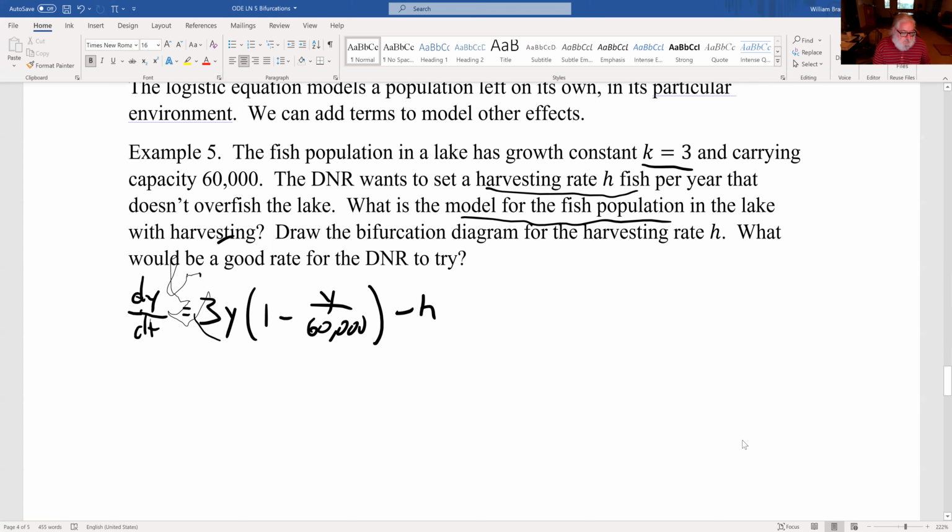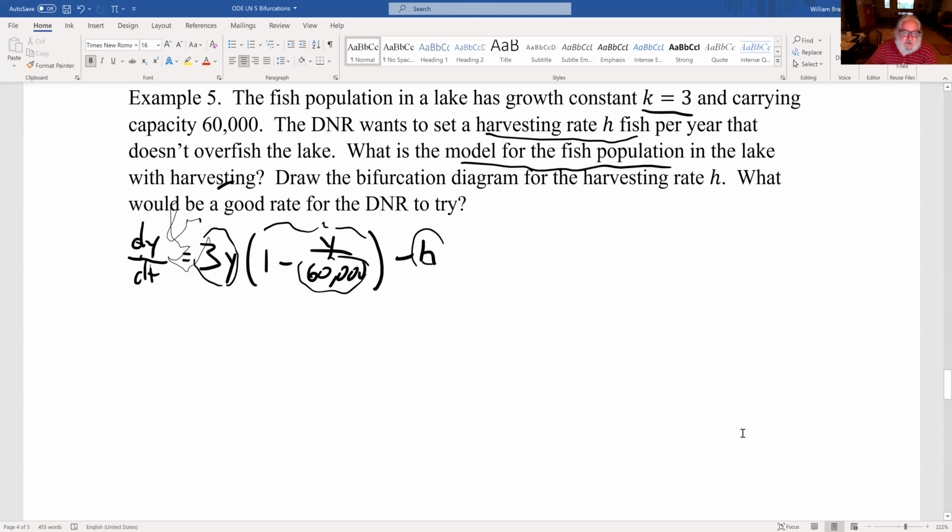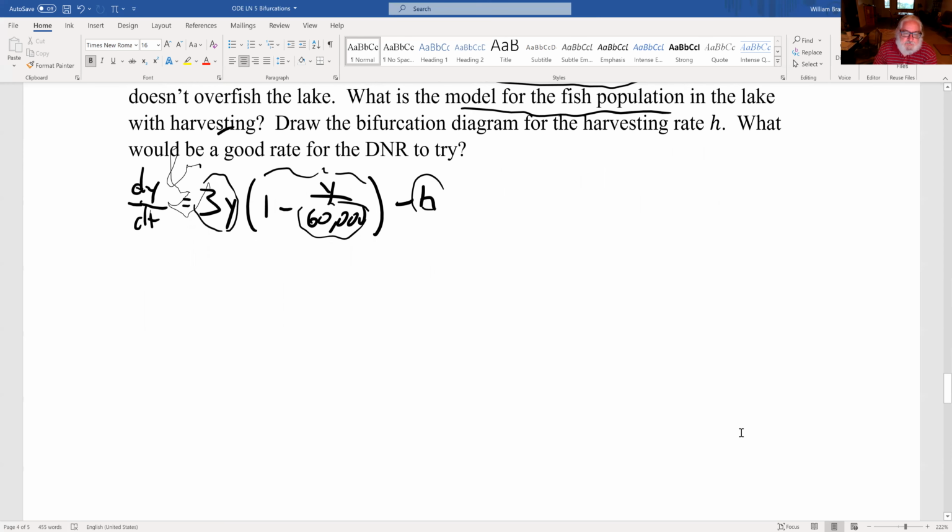This term is because the fish breed and grow more fish. This term is saying that whatever lake they're in has a capacity of about 60,000 fish. If there's more than that, the fish will die off to get back down to 60,000. If there's less than that, the fish will rise in population to get to 60,000. And then this is how much we take out of the lake by fishing. So what is the model for the fish population in the lake? So what's the bifurcation diagram?